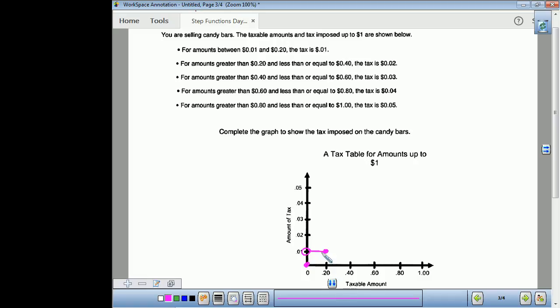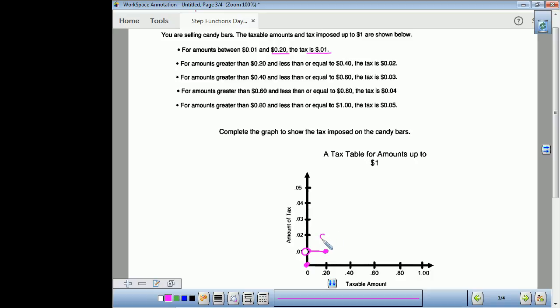Okay? It's open circle here to closed circle there. And the reason it's closed at 20 is because if we spend 20 cents, we pay a penny in tax. So that would be like the equal to. I think we're on the same page.